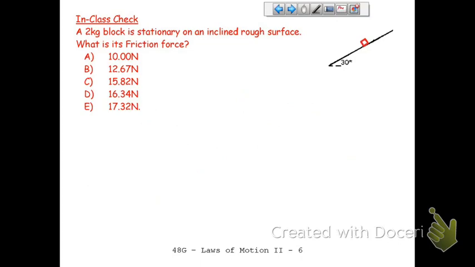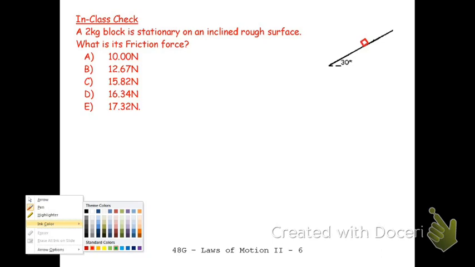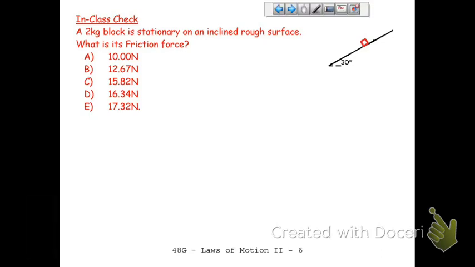Let's talk through this one. A block is stationary on an inclined rough surface. It's a 30-degree surface. Then you get your protractor and you draw 30 degrees. Then you put a little square on it. And then you draw downwards, and that's 2 kilograms, so that's going to be 20. And then we draw a nice FN, and we draw a nice FF.